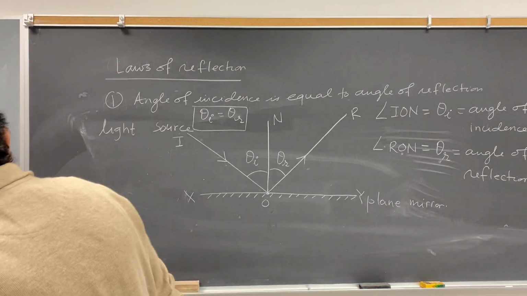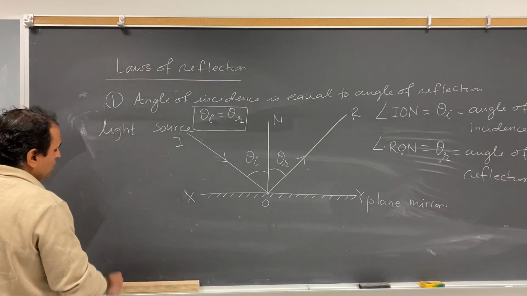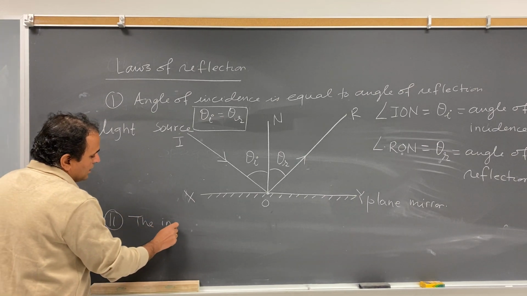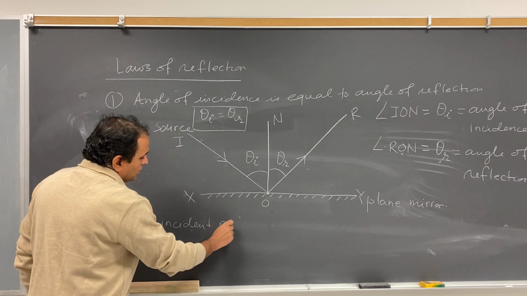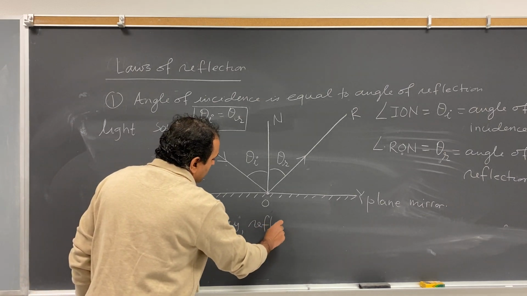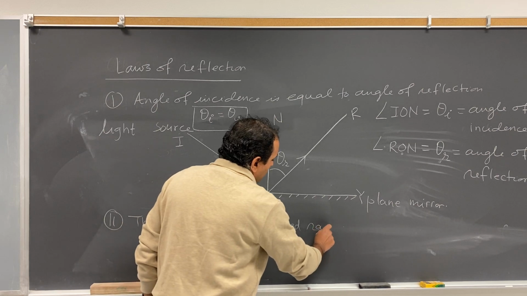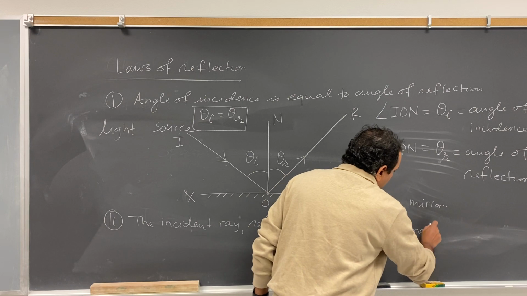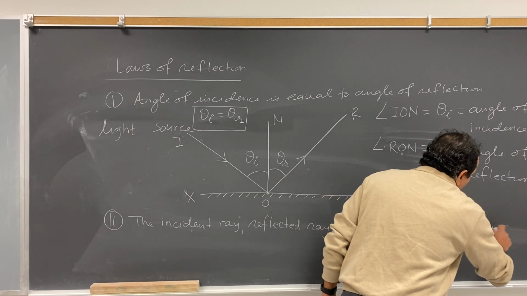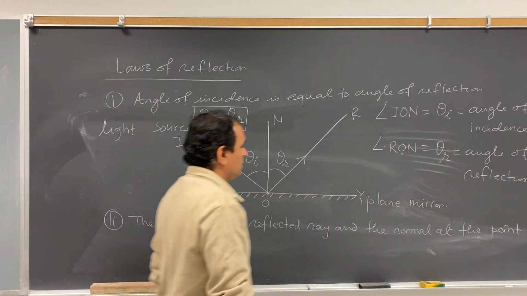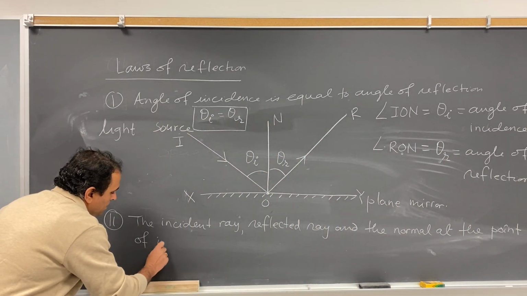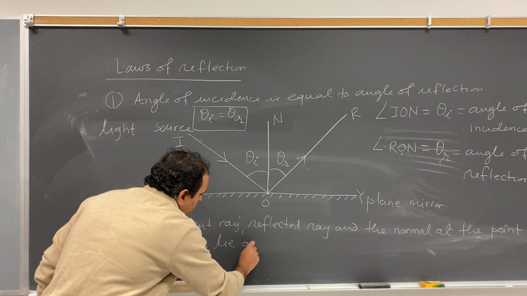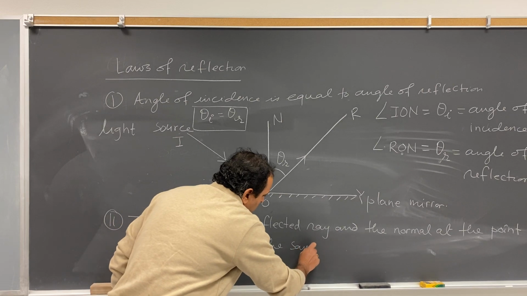So the incident ray, the reflected ray, and the normal at the point of incidence lie on the same plane.